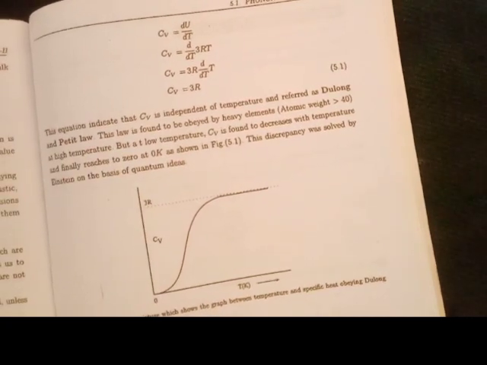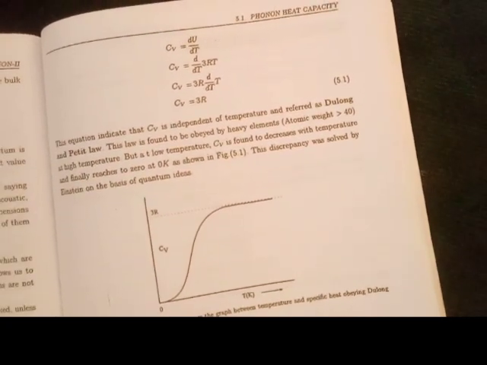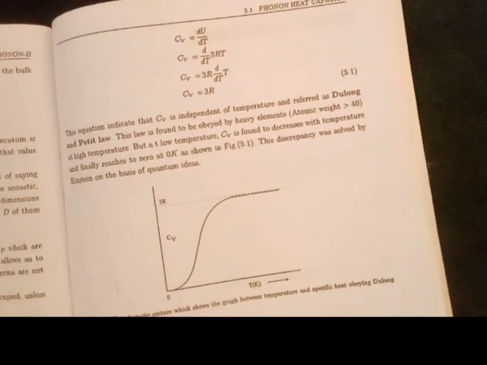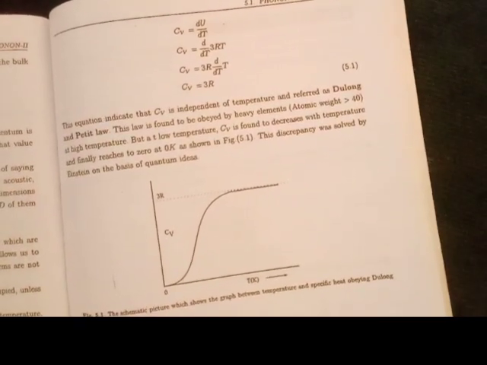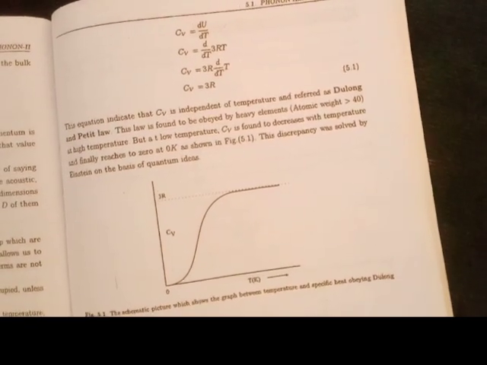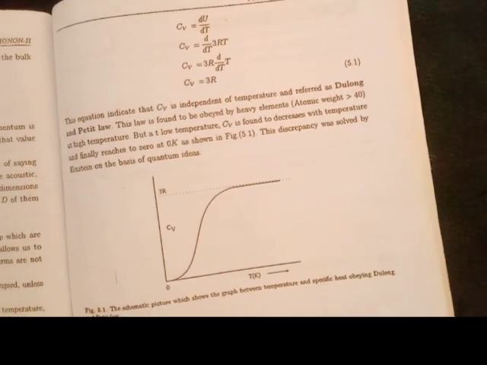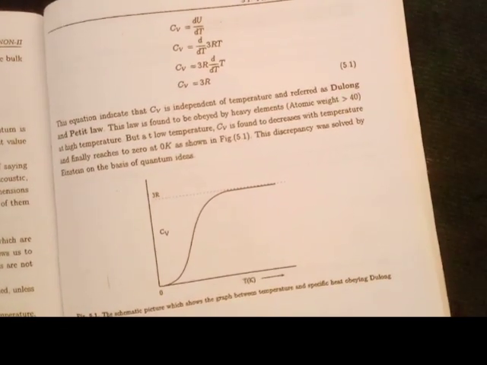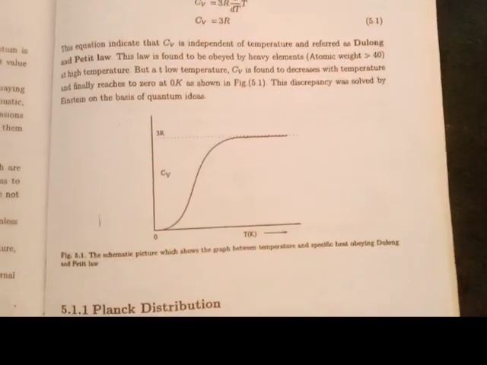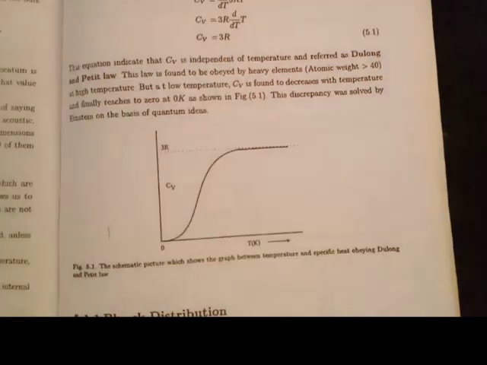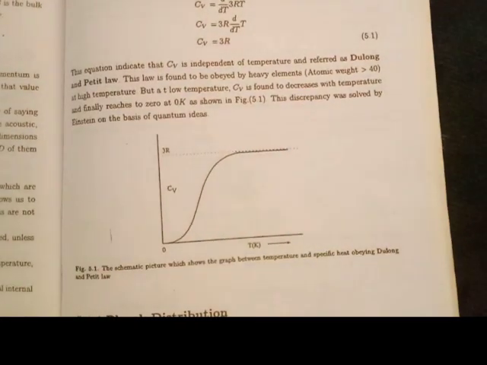This law is found to be obeyed by heavy elements with atomic weight greater than 40 at high temperature. But at low temperature, Cv is found to decrease with temperature and finally reach 0 at 0 Kelvin. This discrepancy was solved by Einstein on the basis of quantum ideas. The schematic picture shows the graph between temperature and specific heat obeying the Dulong and Petit law.